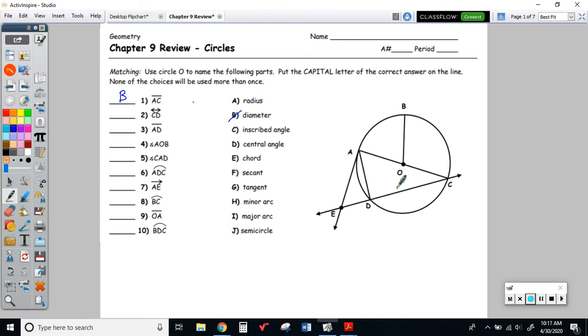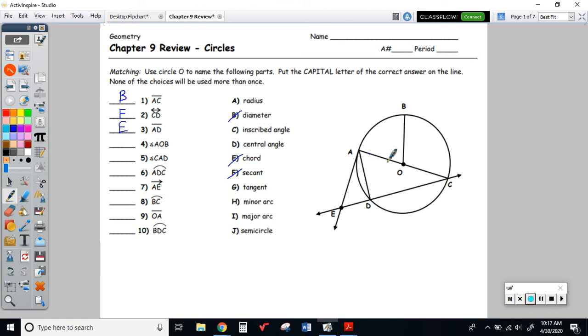So line CD, the line keeps going this way and this way. It's a line that's cutting through 2 points of the circle, and we call that a secant. So that is choice F. Segment AD also connects 2 points on the circle as AC did, but it's not going through the center, so that is a more general thing that's called a chord. Again, AC was a chord, but it's a special type of chord called a diameter. The best choice is diameter in that case.